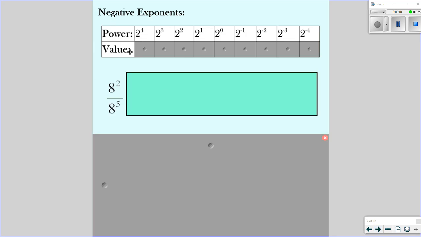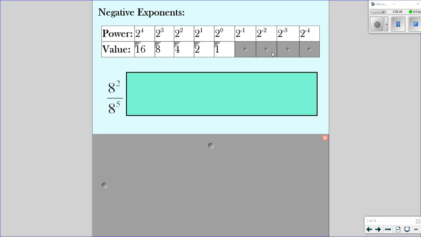Negative exponents. All right, we have another chart again. We have all of them raised to the powers, and we notice that the 2 is raised to the negative powers. So let's see what the value is. Again, you can do this on your calculator. You already know 2 to the 4th is 16, 2 to the 3rd, 8, 2 to the 2nd, 4, 2 to the 1st is 2, 2 to the 0 power is 1.